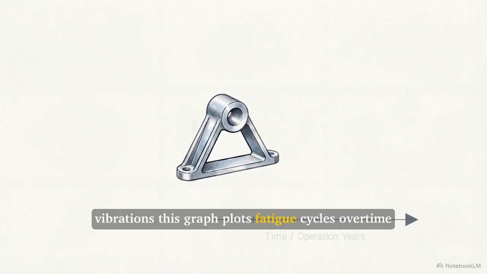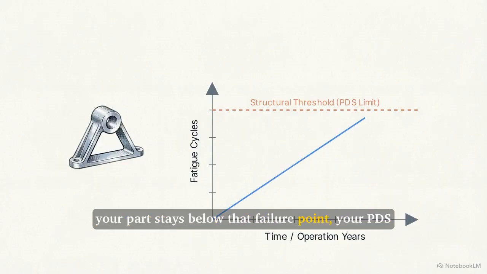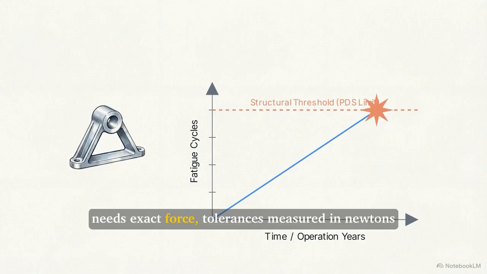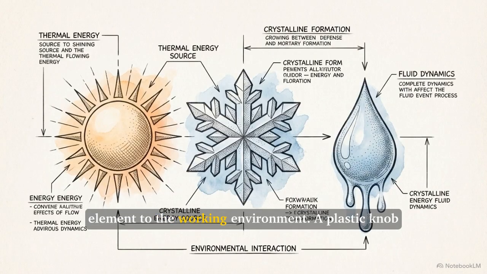This graph plots fatigue cycles over time against a required structural threshold. To ensure your part stays below that failure point, your PDS needs exact force tolerances measured in newtons, alongside a required fatigue life. That brings us to element 2, the working environment.